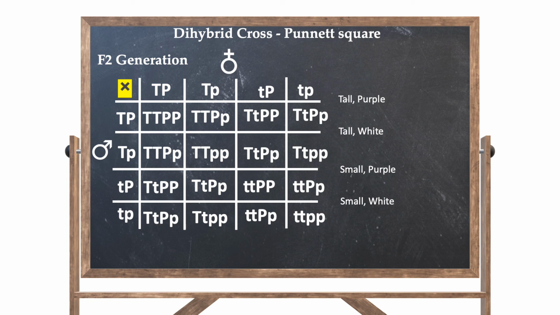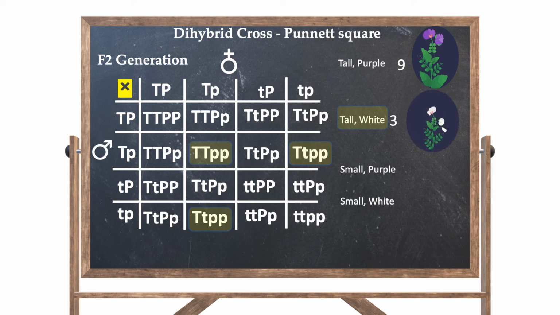So now, can you count the number of plants that are tall and have purple colored flowers? Yes, we have 9 plants which are tall and have purple colored flowers. And then there are 3 plants which are tall and have white color flowers. Then there are 3 plants that show small height but have a purple color flower. And then there is only one plant which has a small height and a white color flower.